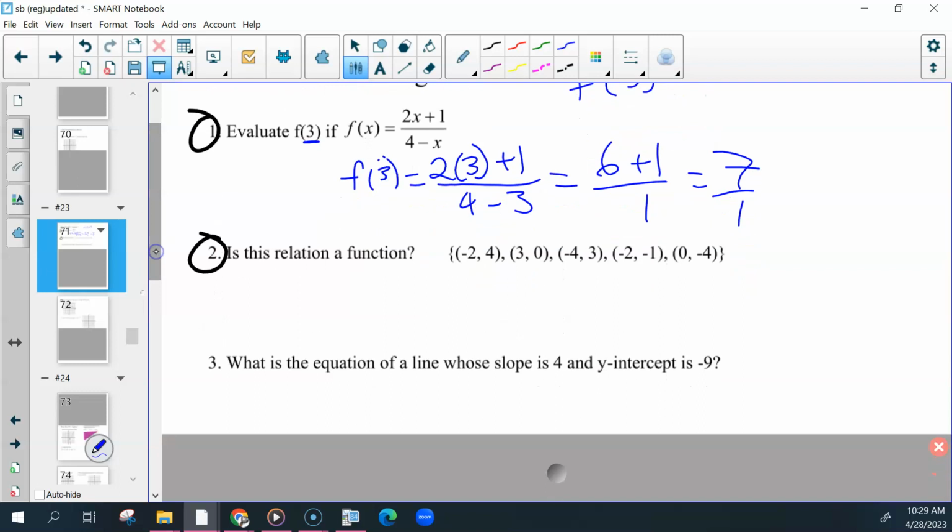Two. Is this relation a function? You're looking for repeating x's that go to 2 different y values. So this is not a function because this goes to 2 different y values. If it went to the same y value, like they were both 4s or both negative 1s, then it would be fine. But they can't go to 2 different y values. Questions on that one?